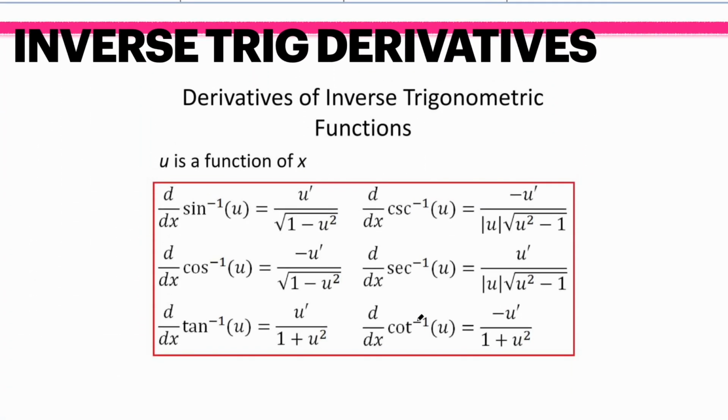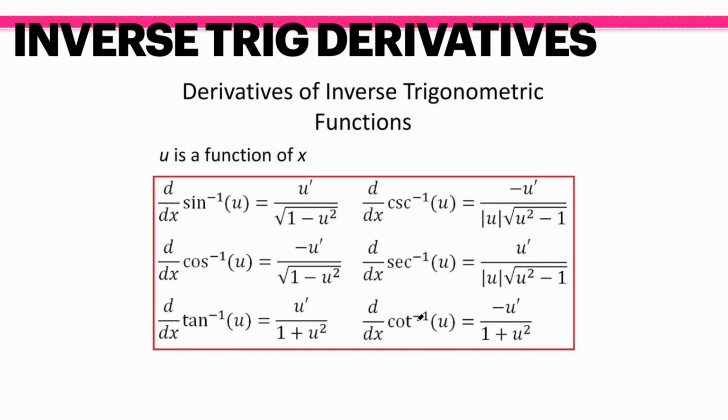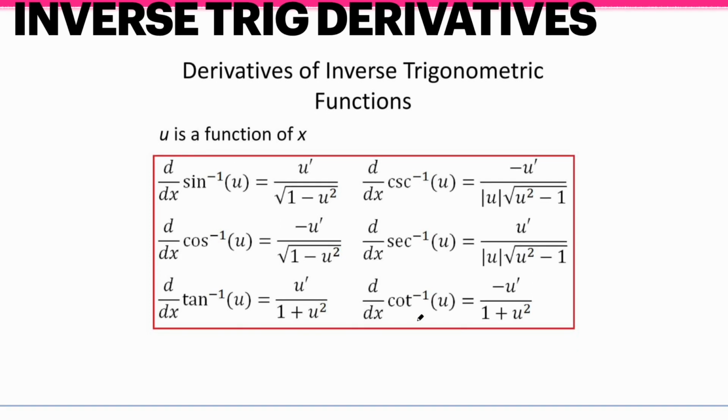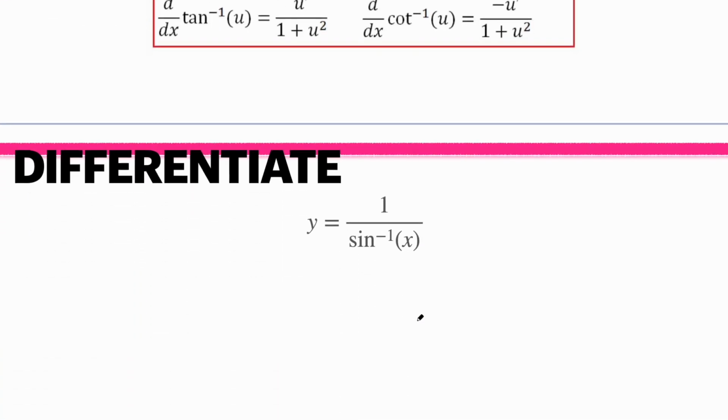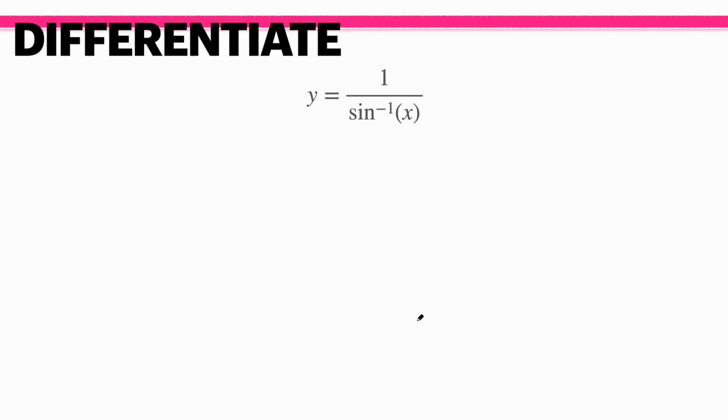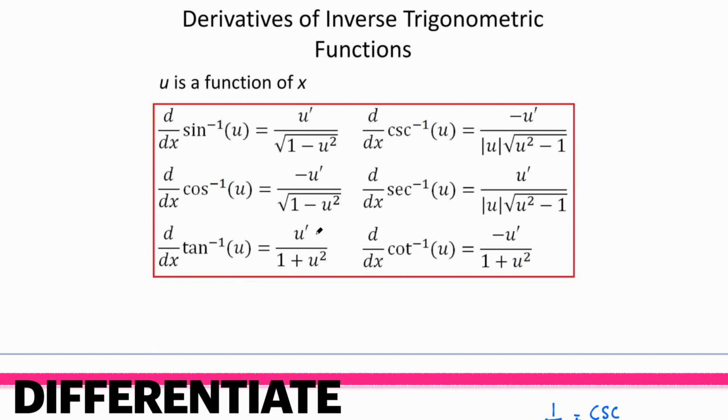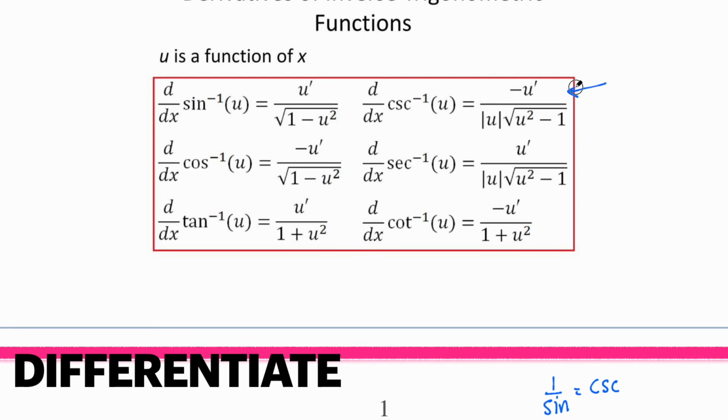The derivative of these trig inverses is this table. So just reference this table anytime you need to find the derivative of one of these inverses. So in this case, I need to differentiate 1 over the inverse of sine. Well, here's what I'm going to do. I am actually going to rewrite it. We know that 1 over sine is the same thing as cosecant. So I'm going to rewrite this as cosecant inverse. And so the answer is automatically going to be this right here.